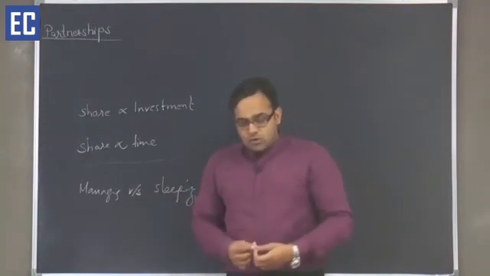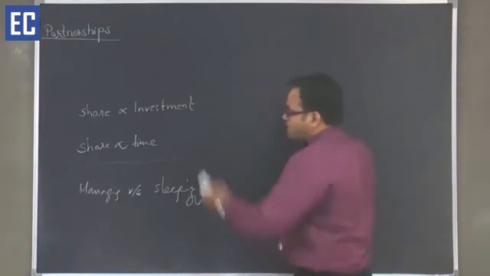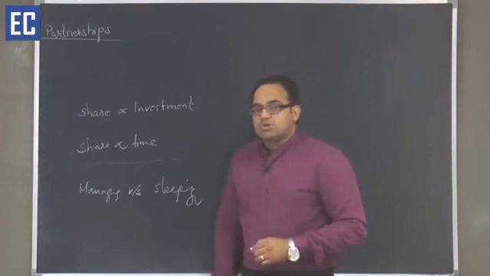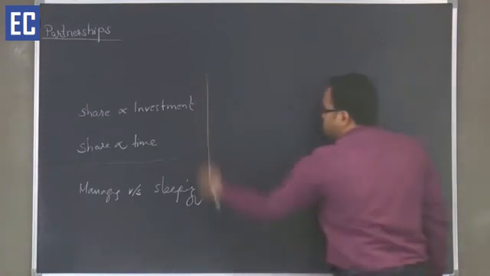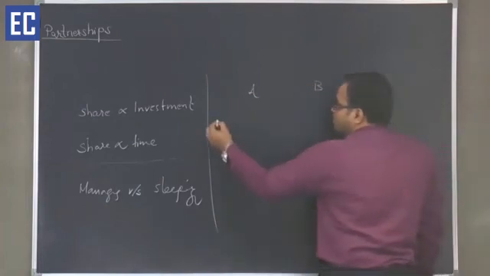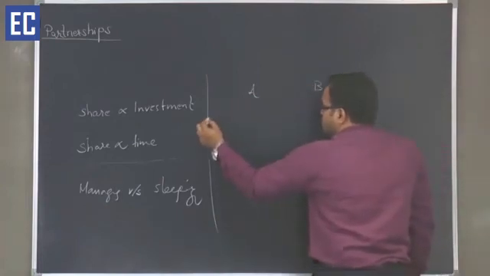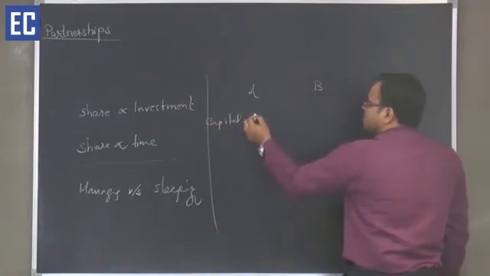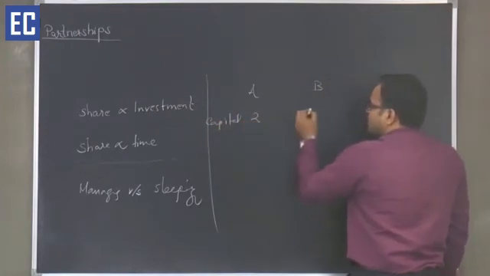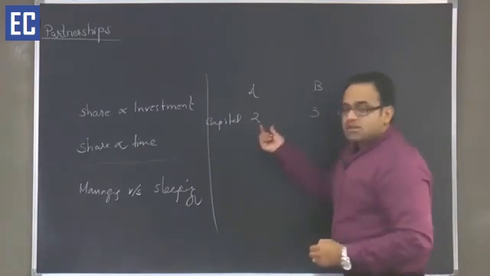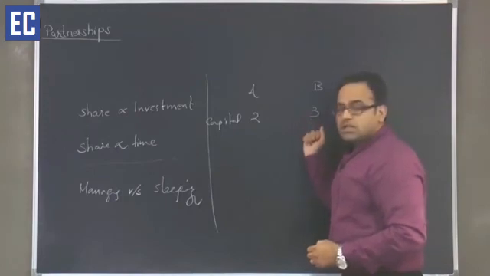Now let us see how to approach these questions. What we understand from here is that share is proportional to investment and share is proportional to time. So in any problem, let us say there is a person A and a person B. We first look at what is their capital. Let us say A's capital is rupees 2 lakh and B's capital is 3 lakh. So the ratio of the capital investment is 2:3.